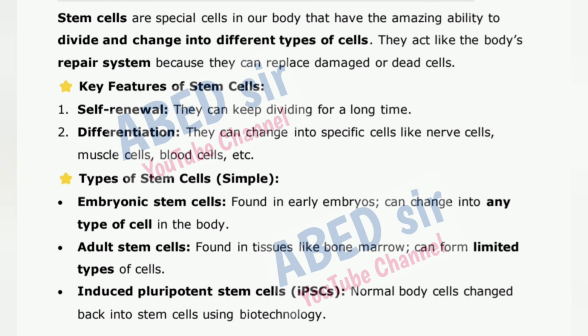Types of stem cells. Simple. Embryonic stem cells, found in early embryos, can change into any type of cell in the body. Adult stem cells, found in tissues like bone marrow, can form limited types of cells. Induced pluripotent stem cells, iPSCs, are normal body cells changed back into stem cells using biotechnology.